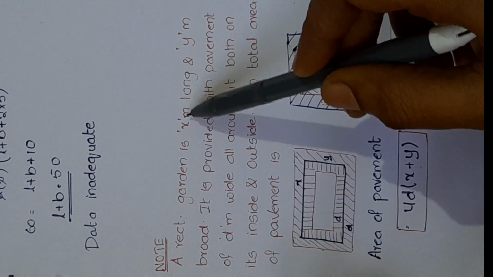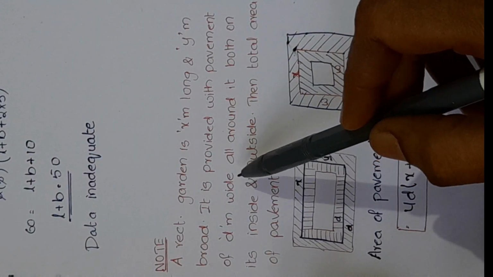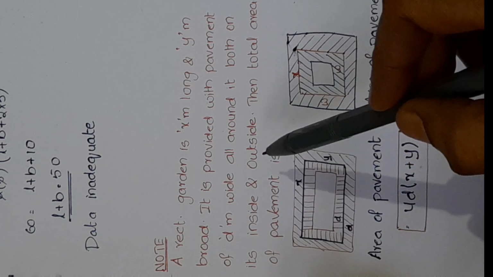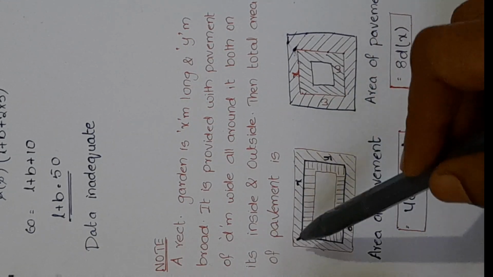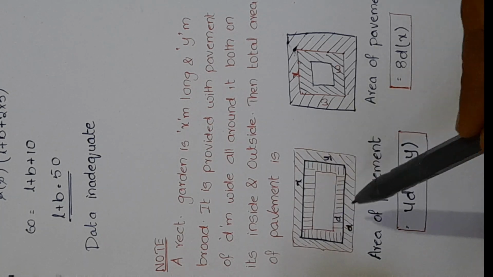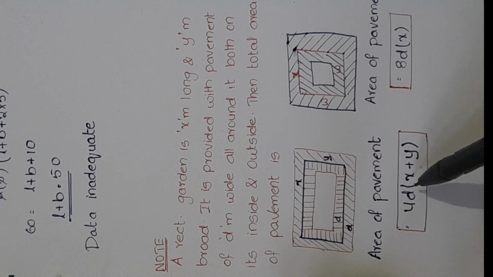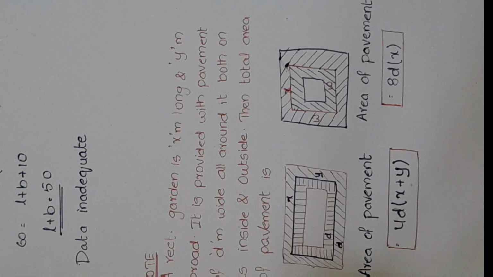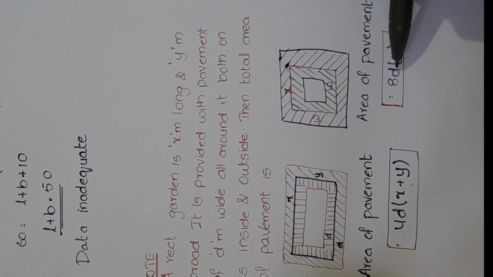Let us see a note point. If a rectangular garden is x meters long and y meters broad, it is provided with the pavement of d meters wide all around it, both its inside and outside. Then the total area of the pavement is. Here the blue one is the rectangle. A path is provided both inside and outside. That is indicated in the red. So the width of the path is d. Area of the pavement is given by 4d into x plus y. That is 4 into width into length plus breadth. If the same condition with the square is given, the area of the pavement is 8d into x.